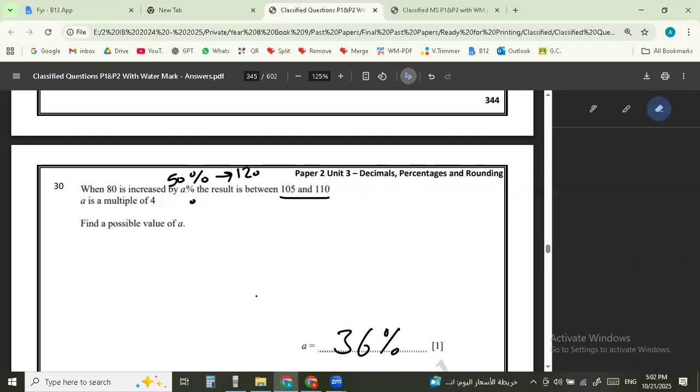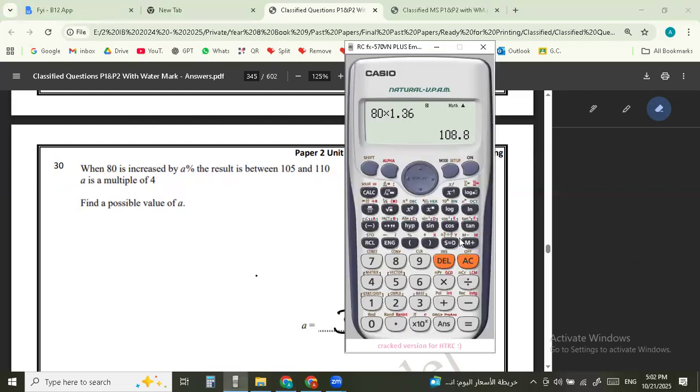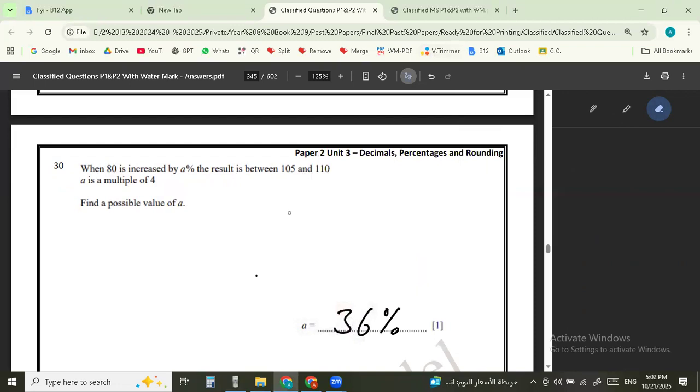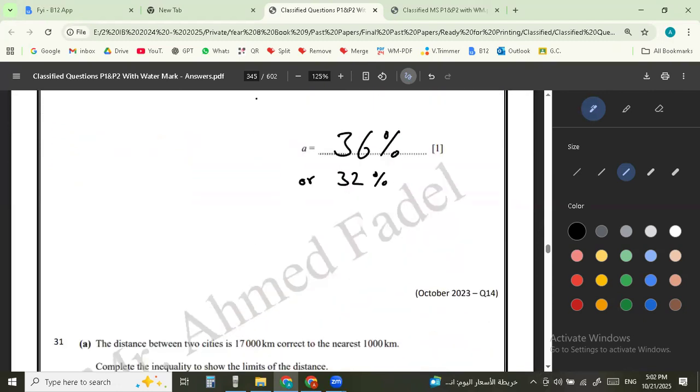All right, let me erase this. Let's continue. Someone might ask me, Mister, will it be correct if I choose 32? Let's try 32. I'm curious to know if 32 will be in the same range or not. 32% equals... Oh, it's still in the same range. So you can say it is 36% or 32%. It is still in the range, and both of them are multiples of 4.